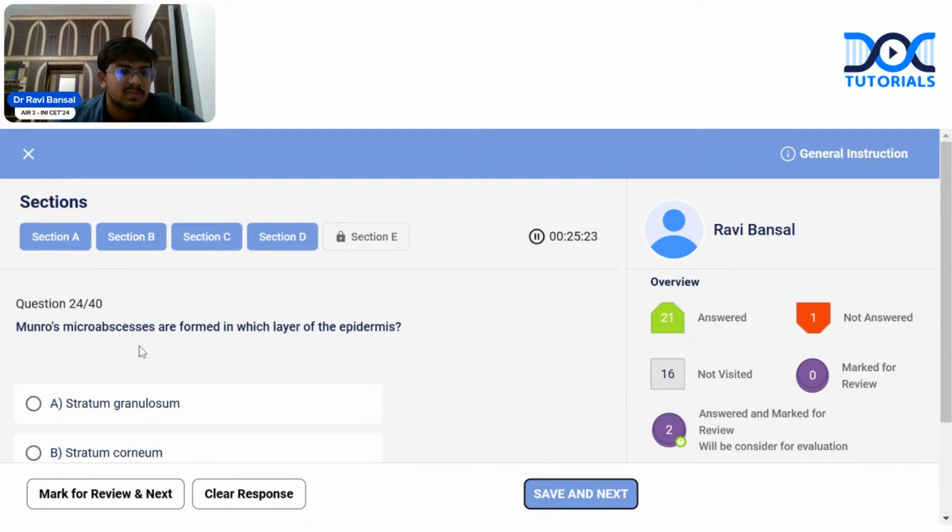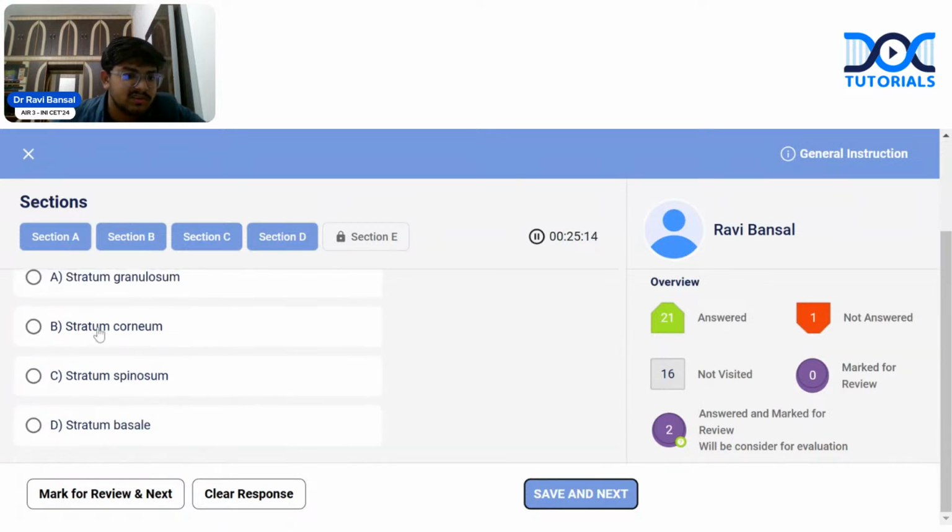Munro microabscess is formed in which layer of the epidermis? Munro microabscess is seen in psoriasis, and it is formed in the stratum corneum, the uppermost layer of the epidermis.